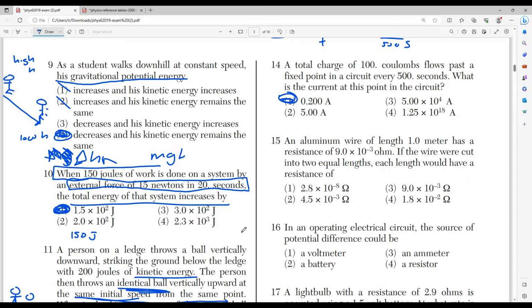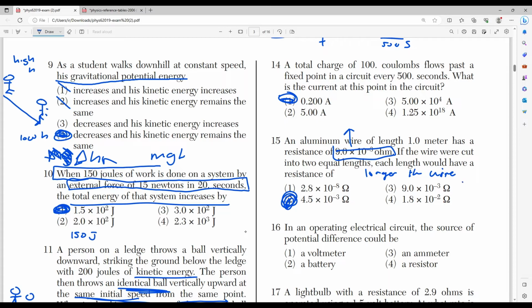Number 15 says an aluminum wire has a length of 1.0 meter and has a resistance of 9 times 10 to the power of negative 3 ohms. If the wire were cut into 2 equal lengths, each length would have a resistance of 2.1.4 times 10 to the power of negative 3? All you're doing, remember, the longer the wire, the higher the resistance. So the longer your wire is, the higher the resistance. If you're cutting this into 2 equal pieces, your resistance is going to be halved.